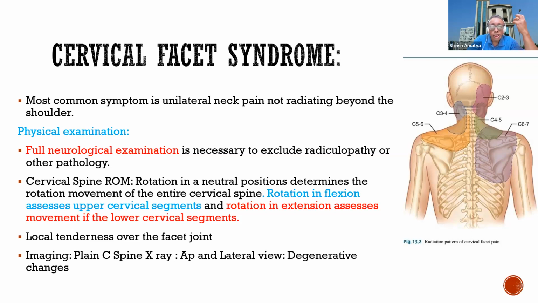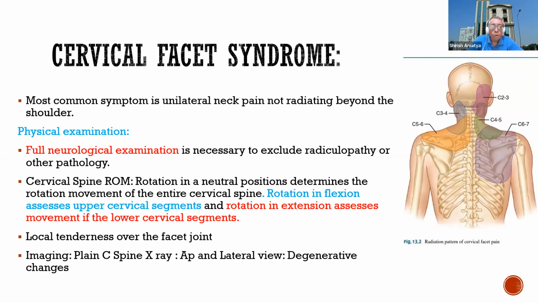Normally, when we do the range of motion, if we are checking for a facet joint problem in the upper part of the cervical region, we usually rotate the neck with neck flexion. So if we flex the neck and rotate the head, this test is for the upper cervical facet. Range of motion with neck extension and rotation of the neck is for the lower facet joint. These rotations of the neck can be painful in this condition.